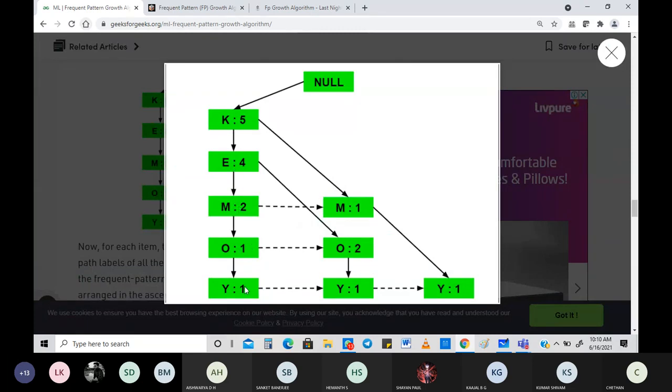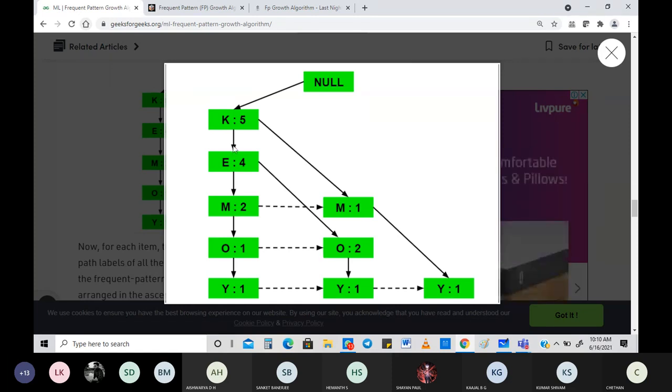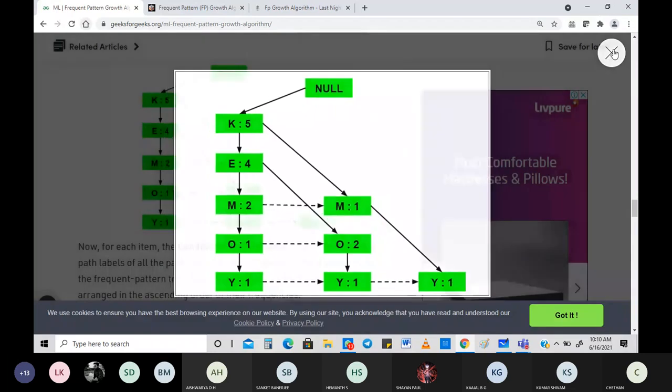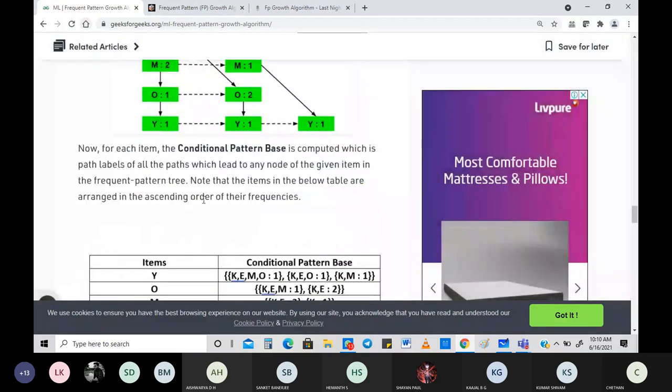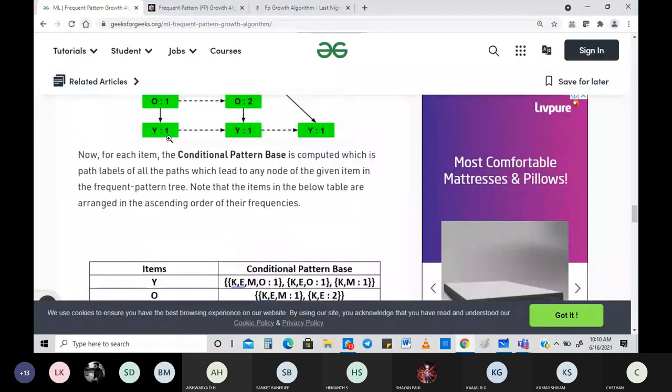K, E, M, O, Y. Okay, because you're taking only for Y, K, E, M, O. That's one path. Then you take one more path, this one. What will it become? K, E, O. Then you take one more path for this one. What do you think it will become? K, M. That's all. Only K and M. Three paths you get with regard to Y. And that's what is written very clearly here. K, E, M, O. And what is the value of Y here? 1. That value is coming right here.